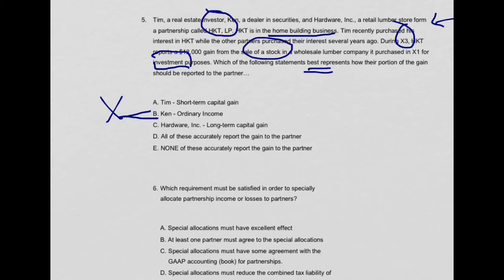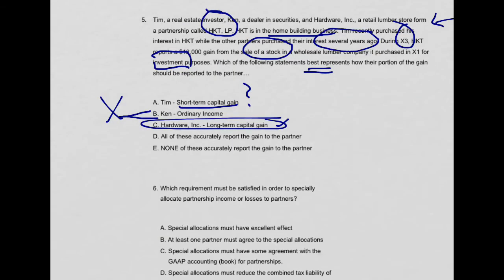Well, yes, that seems to be true because we do know that several years ago. Here with Tim, we're sort of left with a question mark. Is it short-term capital gain? We don't know for sure. It could be, but here we definitely know. Now we've got D, all of these accurate. No, that's not true because we got one that's definitely wrong. E, none of these. No, that's not true because we got one that's definitely right. And so the best answer is C, Hardware Inc. long-term capital gain.